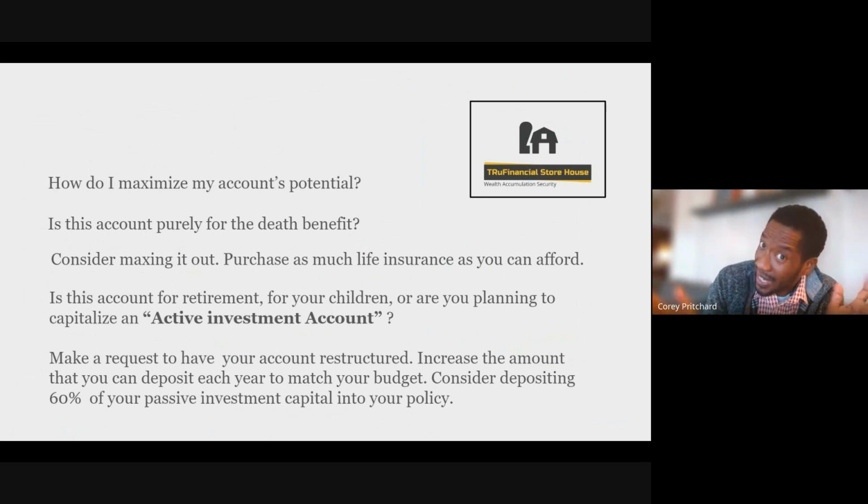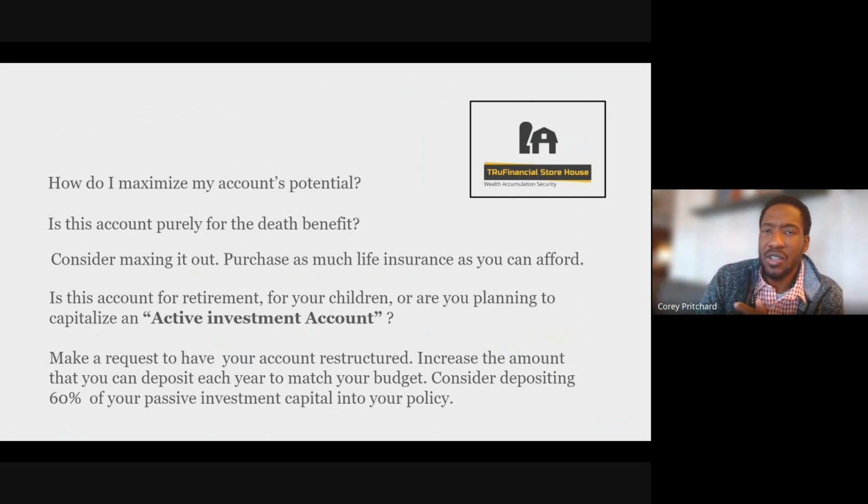Even though, again, technically it looks a lot like an investment to me, they don't want it to be viewed as an investment. And that's crazy to think about. So what happens is that we have to increase the death benefit amount in order for it not to be viewed by the IRS as an investment.